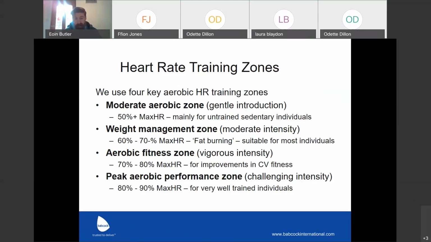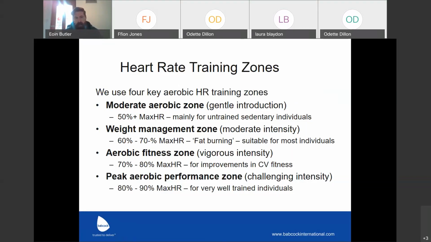Now, the weight management zone. There's a little bit of controversy over the weight management zone. This is a bit old school, where you keep somebody down at a lower, moderate intensity to burn fat. Research has come out in the past few years looking at high intensity interval training, which is more effective for fat burning and for losing weight.